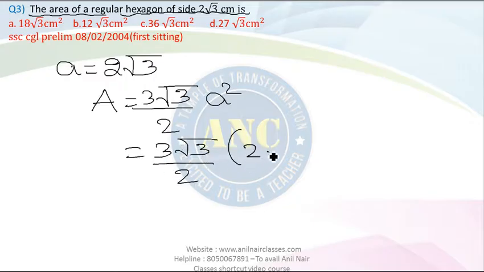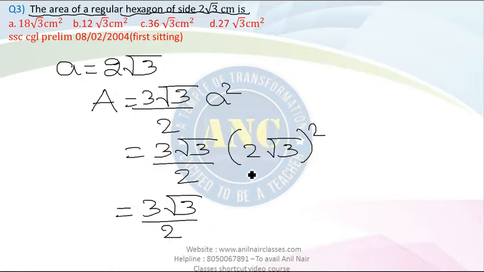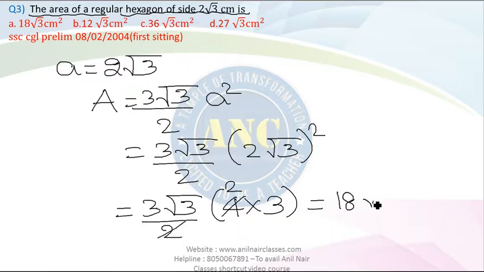A square is 2 root 3 whole square. So this becomes 3 root 3 by 2. 2 square is 4. Root 3 whole square is 3. 2 into 1, 2 into 2. So your final answer is 3 into 3, 9, 9 into 2, 18. It is 18 root 3 centimeter square, which is nothing but option A.